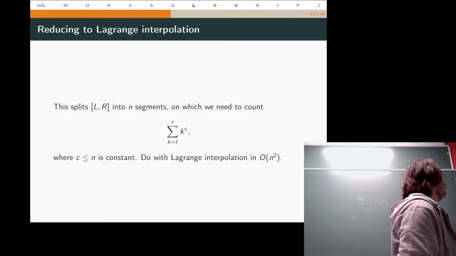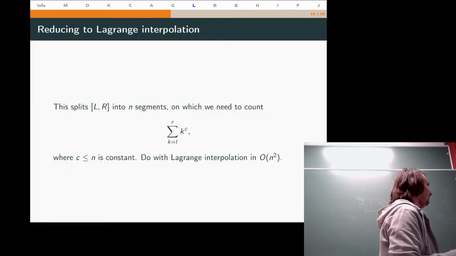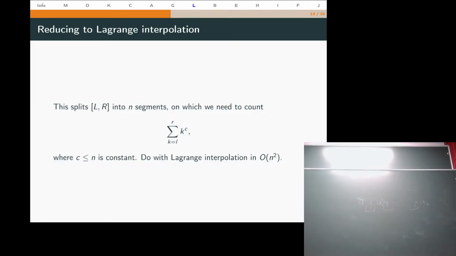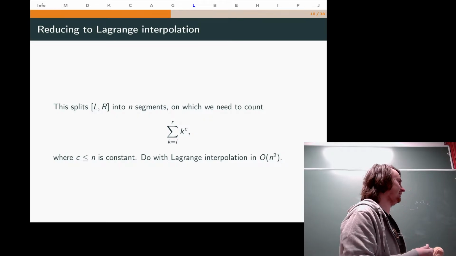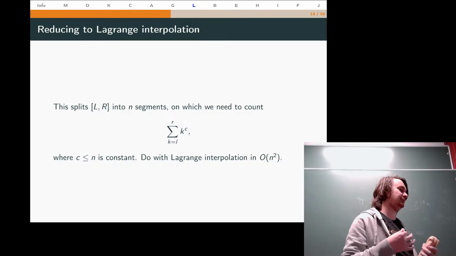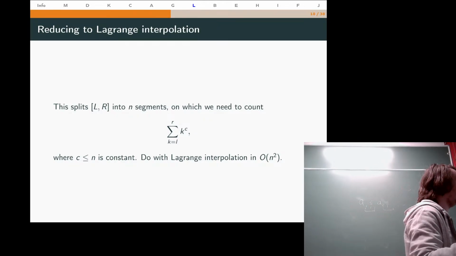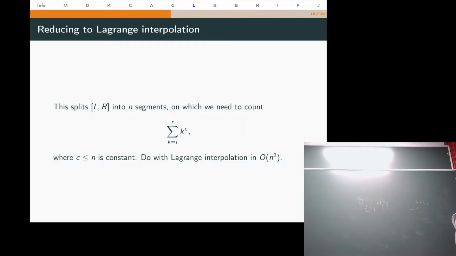So now we use some standard approach here. We notice that this sum, if we sum it from k equals 1 to r, will be a polynomial of degree c plus 1 in the variable r. And then we find this polynomial using Lagrange interpolation, for example, or any other kind of interpolation or formula. The constraints for this are low enough, so we can just find it in n squared and then plug it back in to solve the problem.